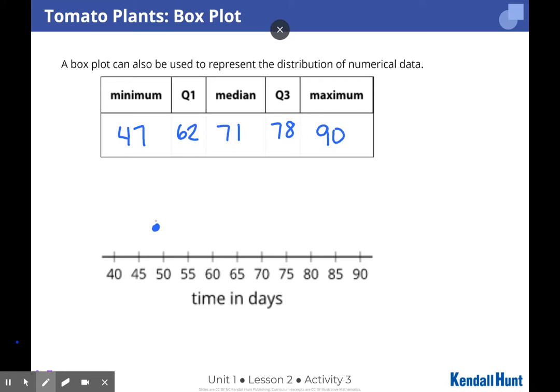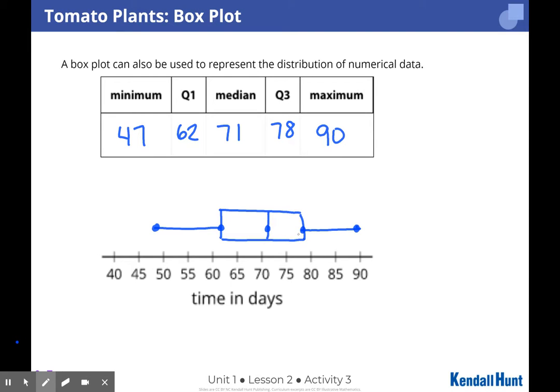And then 62 is my quarter one. So about where 62 is. 71 is the median. 78. And 90 for my maximum. So to start off your box plot, you can go ahead and just connect the first two dots and the last two dots. And that leaves you with one dot in the middle, which is your median. And to connect those, we're just going to draw bars going through them at about equal lengths and then turn it into a box. And we have our box plot.